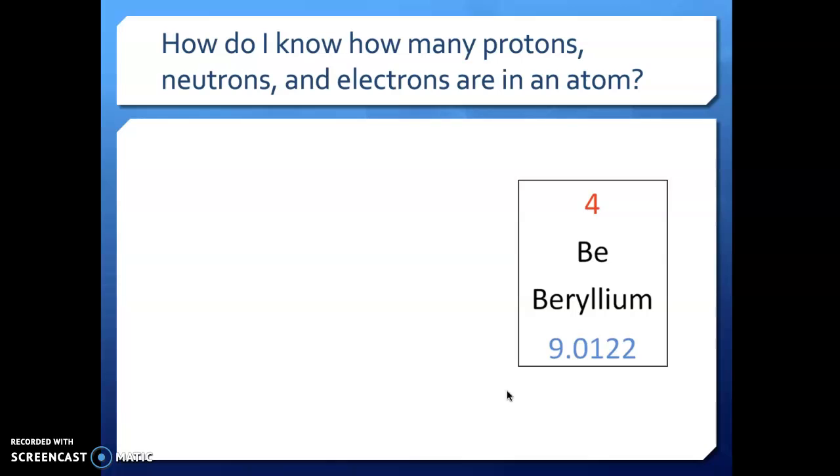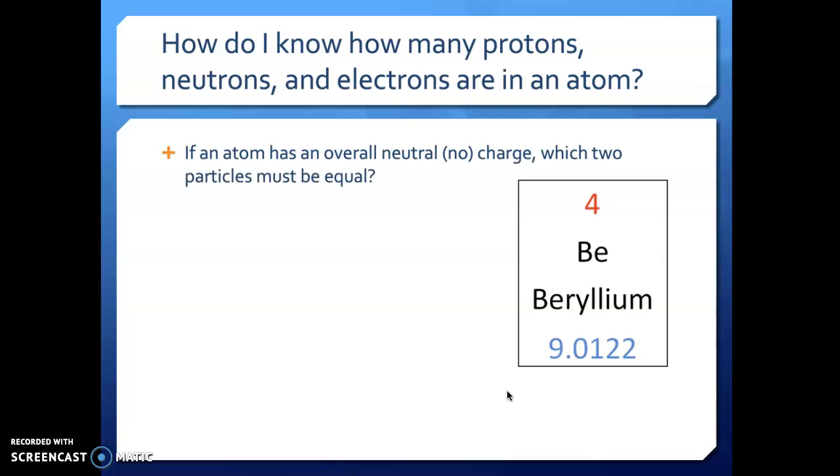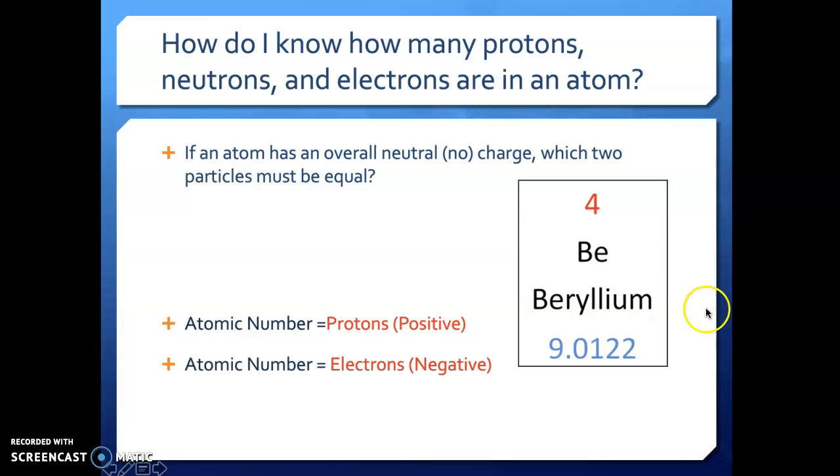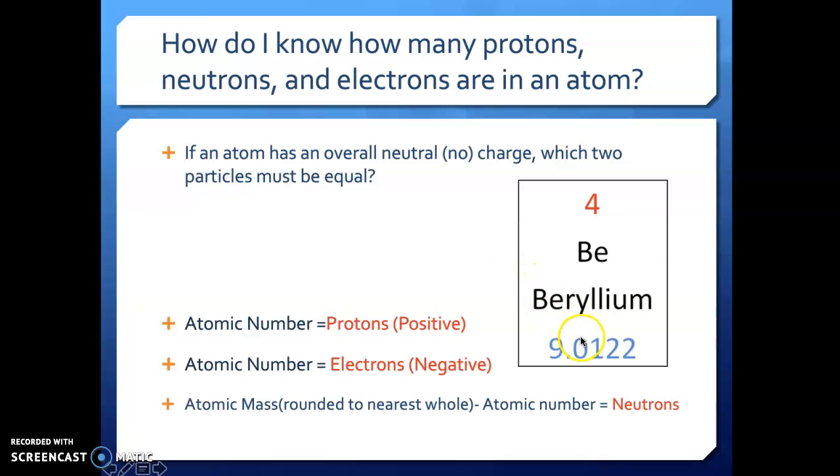So how do I know how many protons, neutrons, electrons are in an atom? Well, I just have to look at the box here. If it has an overall neutral charge, my protons and electrons have to be equal. And they are both equal to atomic number. So beryllium has 4 protons and 4 electrons. And atomic mass, then, if I round this to the nearest whole, 9 minus 4 tells me the number of neutrons. So for beryllium, it would be 5. We call that mass number.